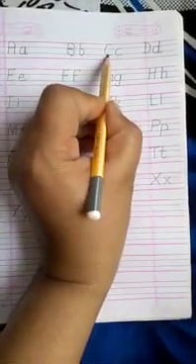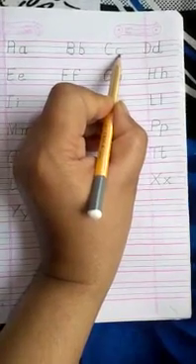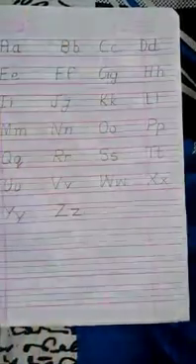This one is capital C and this one is a small c. And the sound of C is K. K. And C for cat. C for cat.